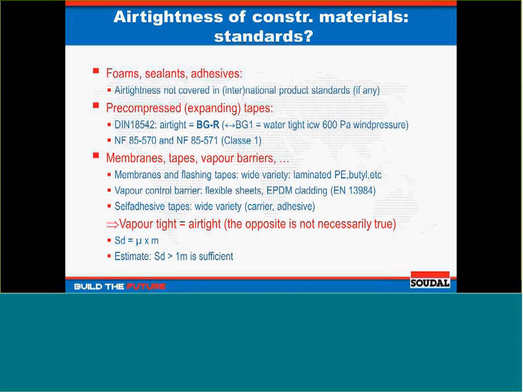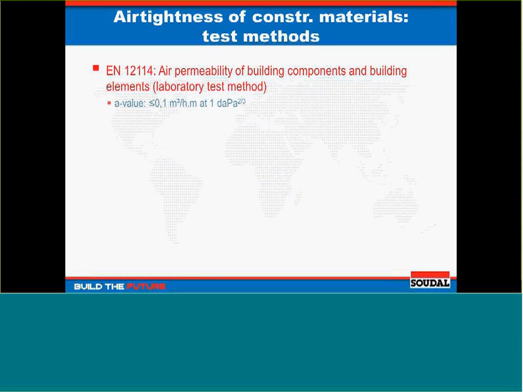For membranes, tapes and vapor barriers, this is mostly documented by an SD value, so the vapor tightness. Products that have SD values of several meters, up to 50, 60 or 70 or even more, are of course airtight. I would estimate that even 1 meter is sufficient to have a certain level of airtightness.